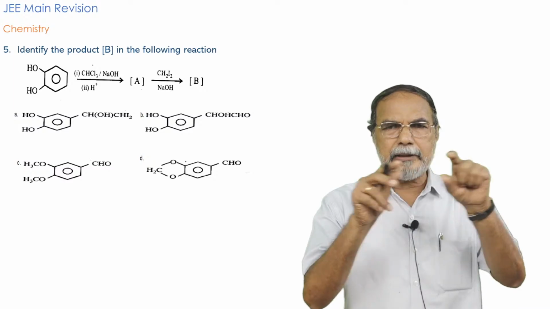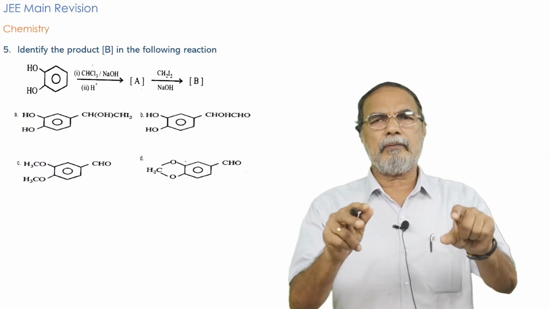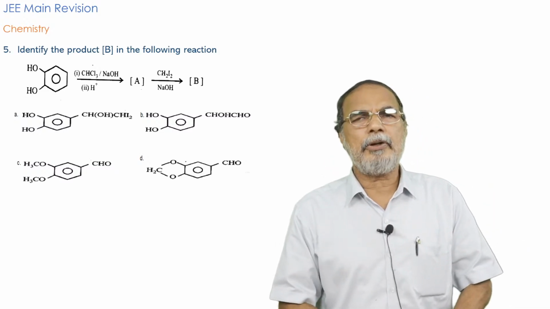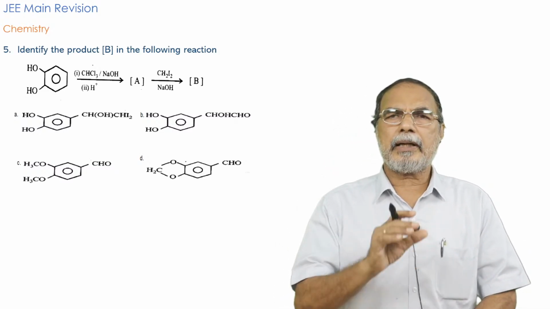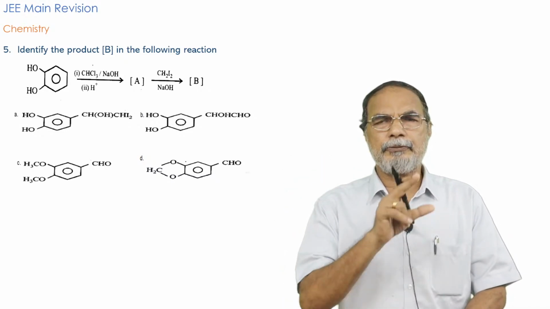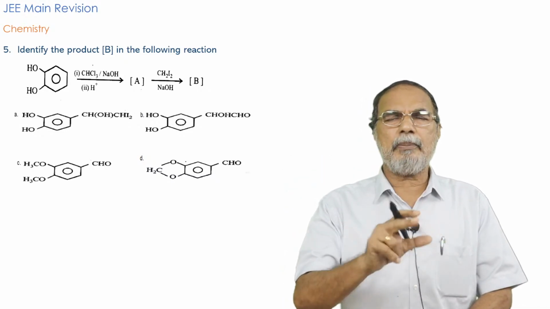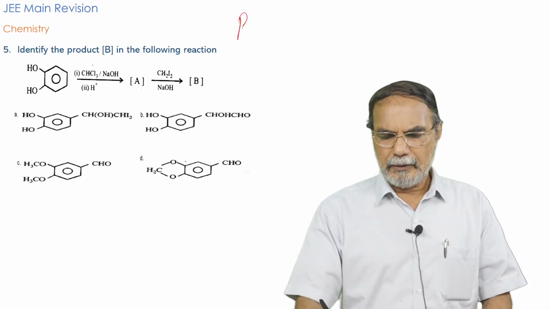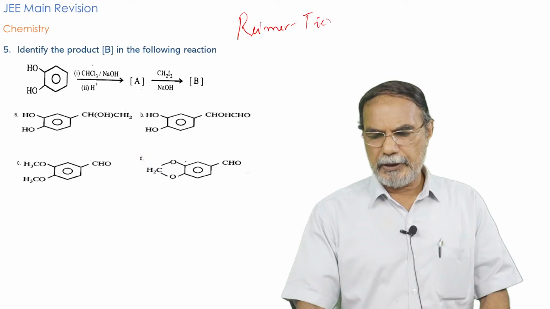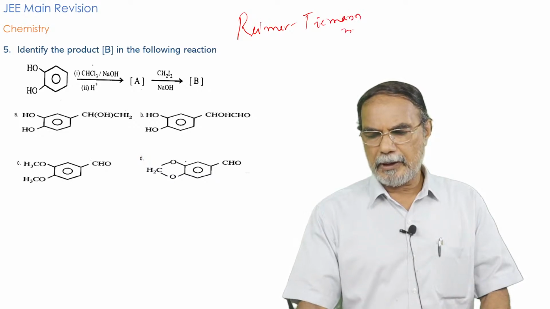When you read this reaction of a phenol with chloroform and alkali, you must have in your mind the very famous reaction called the Reimer-Tiemann reaction. Chloroform and alkali with a phenol: the reaction is the Reimer-Tiemann reaction.